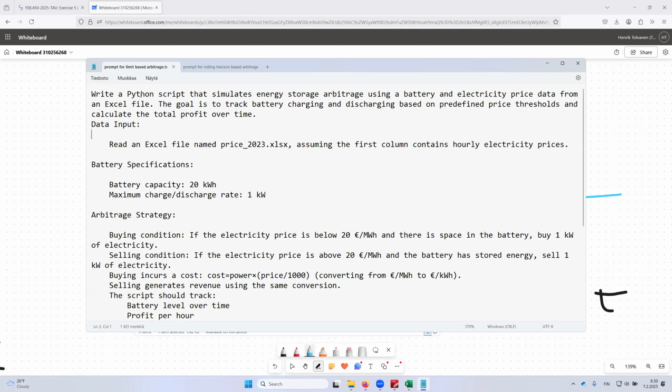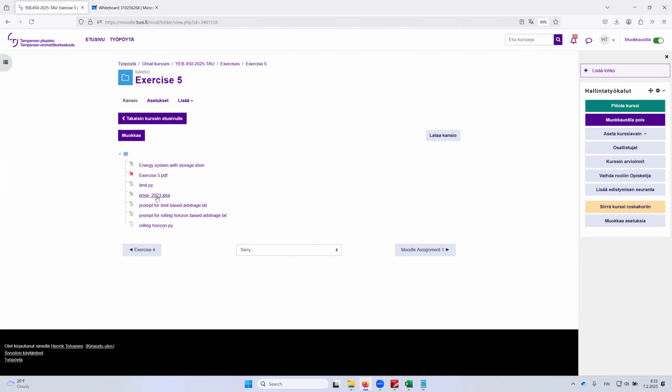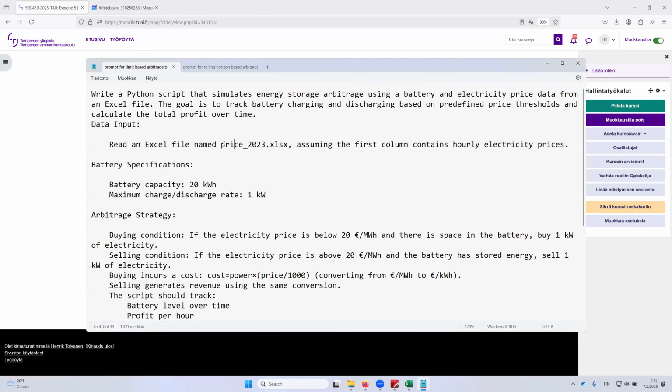So write a Python script that simulates energy storage arbitrage using a battery and electricity price data from an Excel file. The goal is to track battery charging and discharging based on predefined price thresholds and calculate the total profit over time. The data input is going to be read the Excel file. So in here, you can see that it's price 2023. So I took Finland prices for 2023, assuming the first column contains hourly electricity prices.